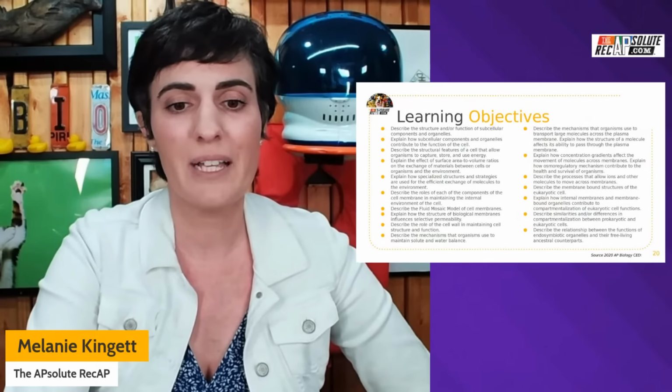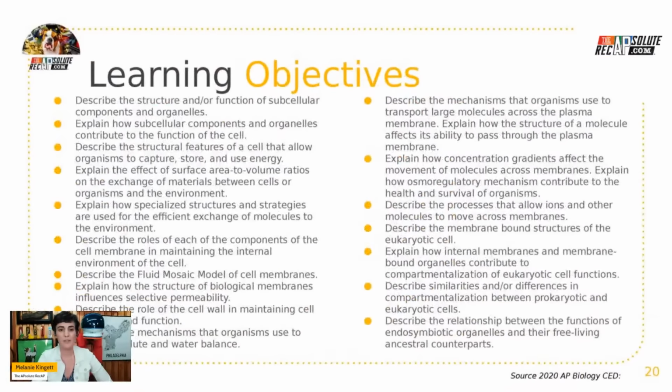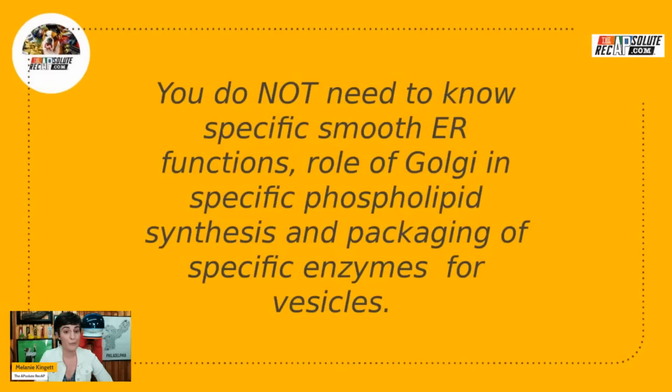All right, learning objectives. Let me get a little larger here so you can see them. Double digits. You can see Unit 2 has a ton of information. This is all on your study guide. Here's what you don't have to know. You don't have to know specific smooth ER functions, like how it's involved in lipid synthesis, how the Golgi is going to be involved in that as well, or how it packages specific enzymes for vesicles. It's just a level of detail they're not going to ask of you.